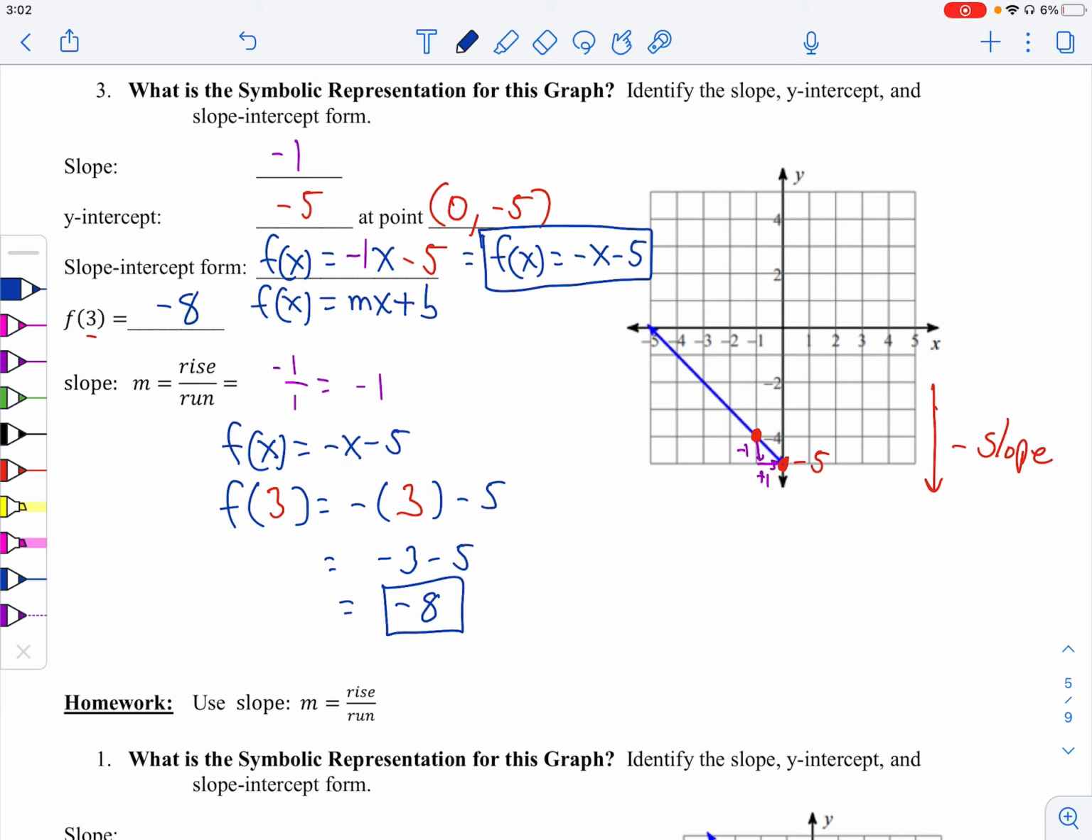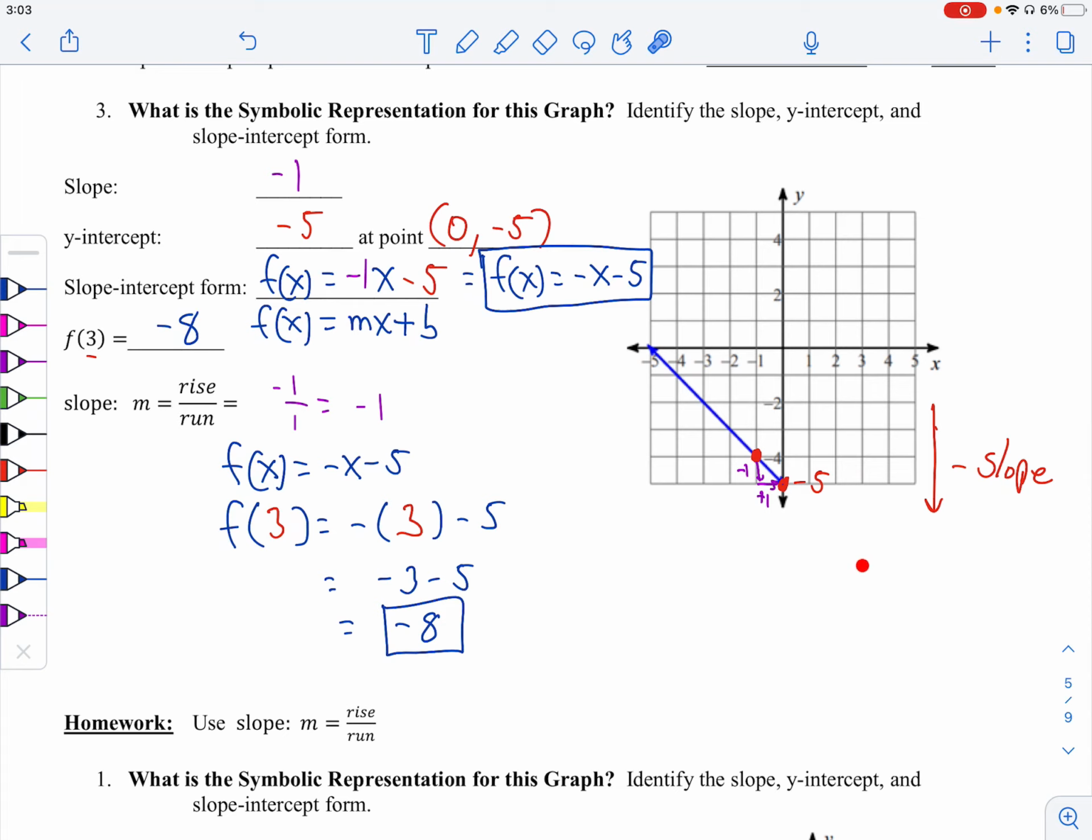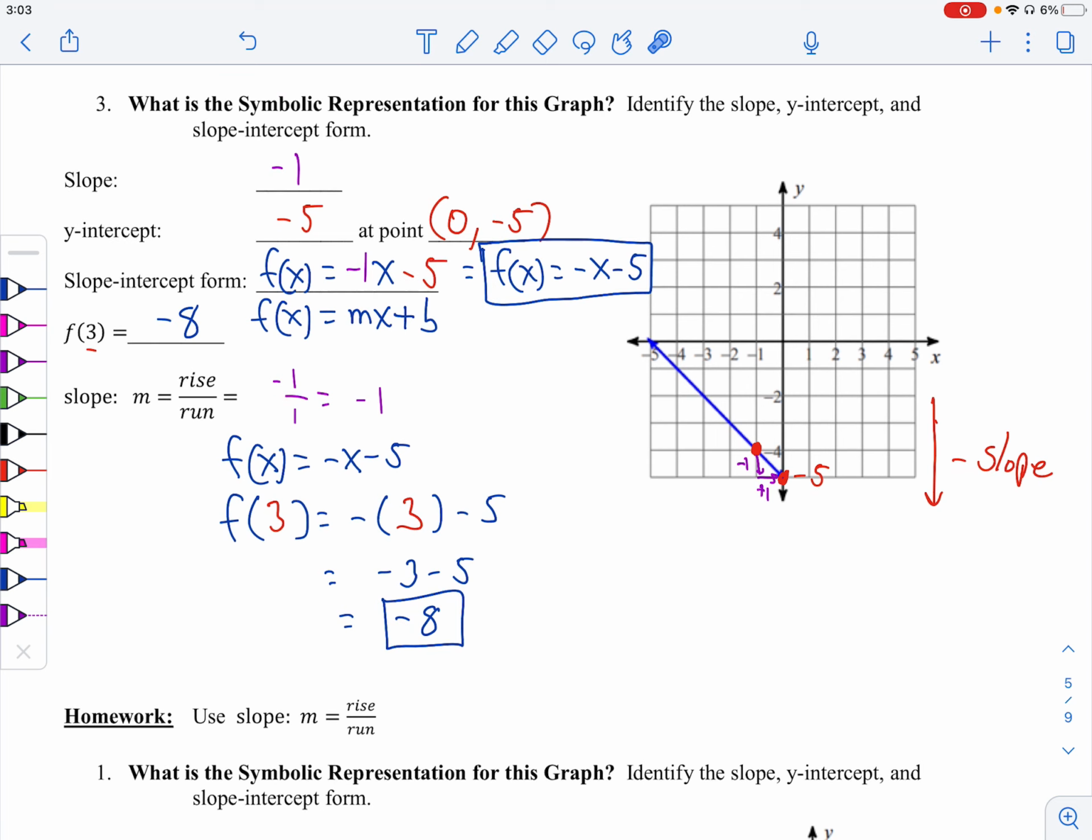And remember, that's like our xy pairs too, right? 3, negative 8. So our ordered pair, (3, negative 8), is right about there, which should continue on our line right there. So it should match up, (3, negative 8). Okay, so that works. All right, good luck.